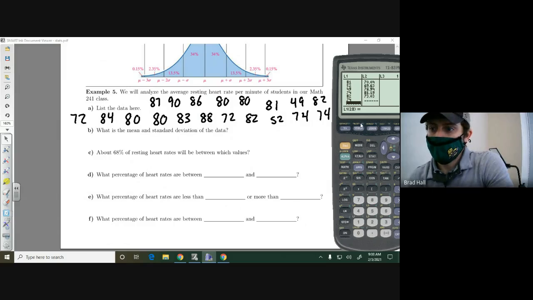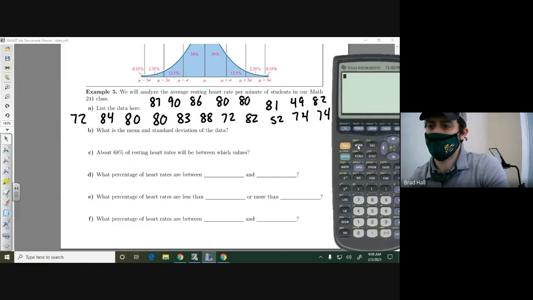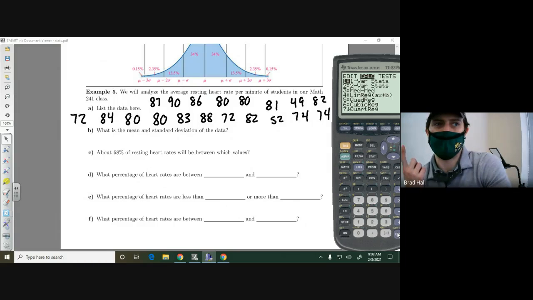So from here, the first question they ask is, what's the mean and standard deviation? So we're going to just use one variable statistics. We only have one variable.